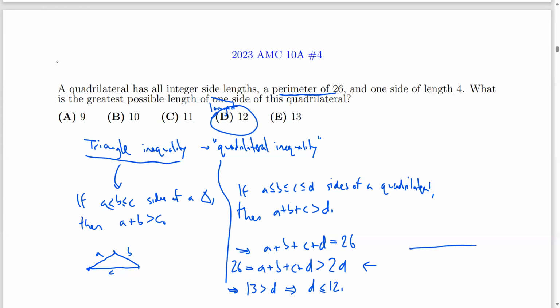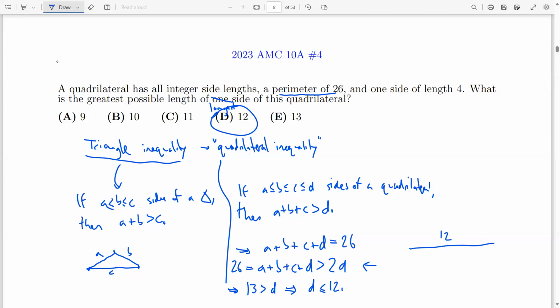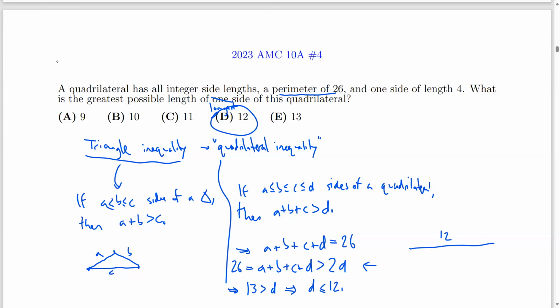And just to check, we can confirm that there is a quadrilateral that has a side length of 12 and a side length of 4. You can simply choose the remaining two side lengths pretty freely. So 8 and 12 is 20, so 6. So we can construct a quadrilateral that has two sides of length 4, one side of length 6, and one side of length 12. Therefore, 12 is indeed possible.